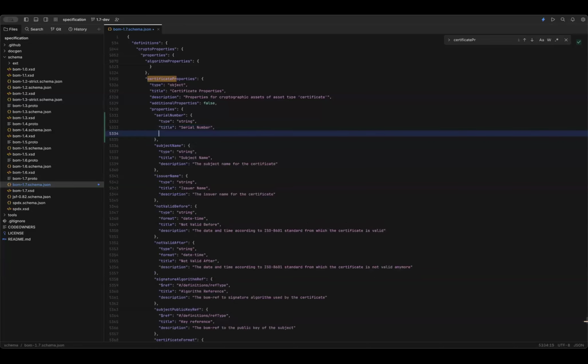Okay. From the description, is it now serial number related to X509 or to a certificate in general? That's a really great question. I think a lot of these properties that are suggested are specific to X509, actually.